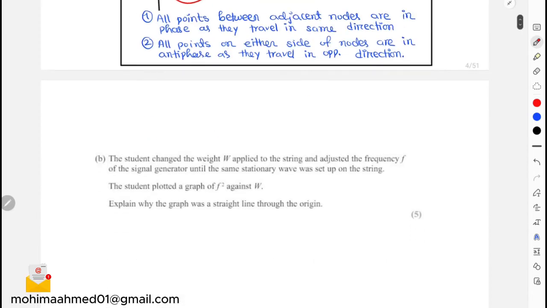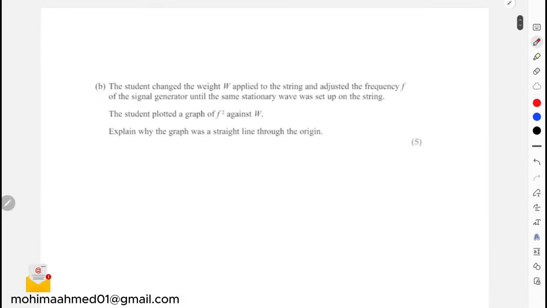Okay, now we'll move on to the next part. It says that the student has the weight W newtons applied to the string and adjusted the frequency f of the signal generator until the same stationary wave was set up on the string. The student plotted a graph of frequency squared against W. Explain why the graph was a straight line passing through the origin.